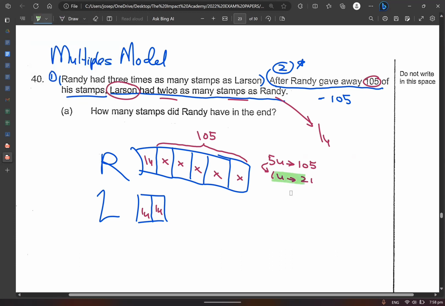Now what we want to do is we want to definitely read the question. Now it says, how many stamps did Randy have in the end? When I say in the end, it means to say after giving everything. Do you understand what I'm saying? And therefore, my answer for this question has to be 21.